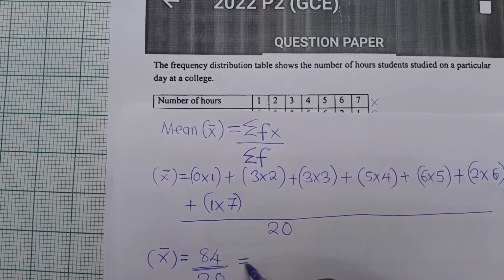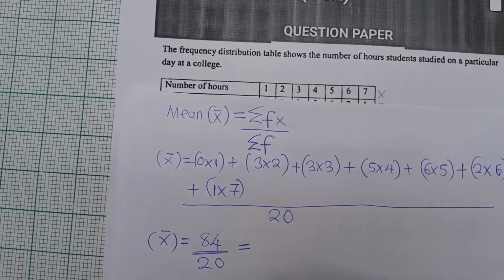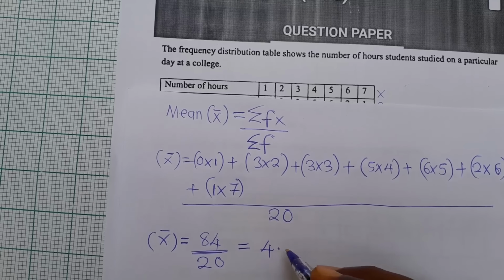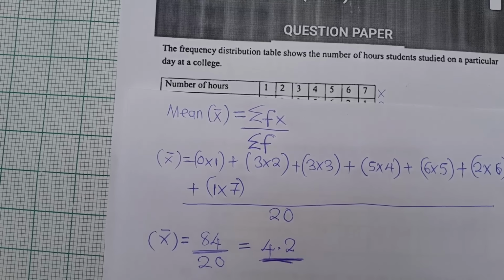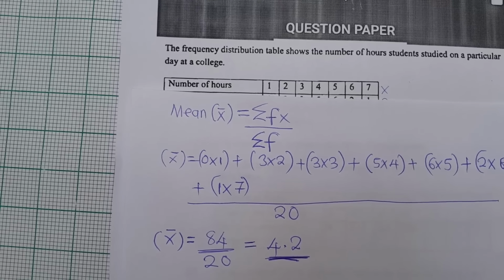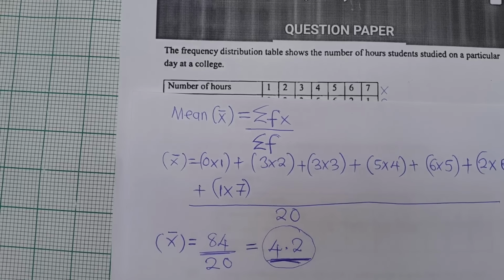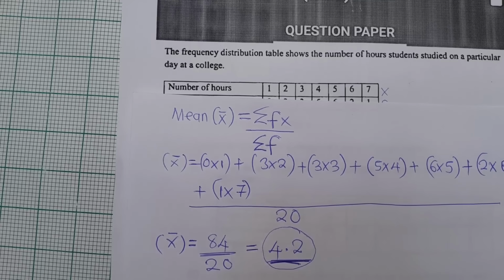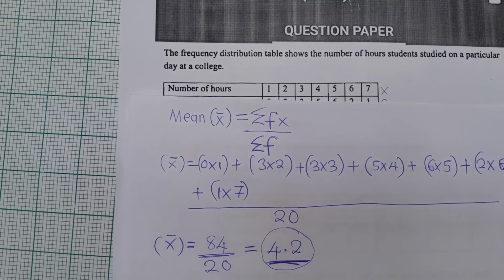So what is the answer now? 84, you divide by 20. The answer that you are getting is 4.2. So this is your answer. Our mean is 4.2. Don't forget this. Our mean is 4.2. So we've calculated the mean.